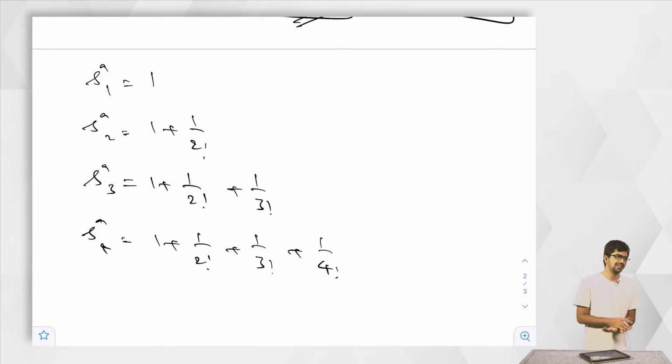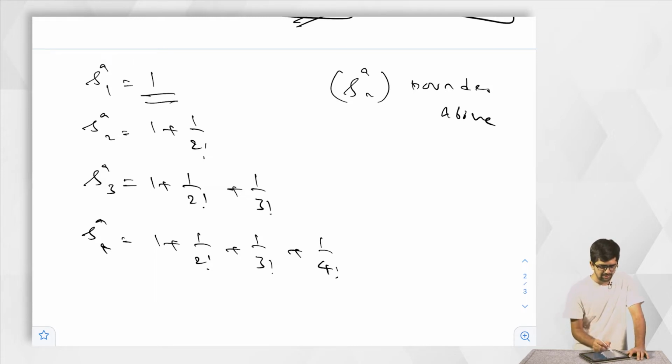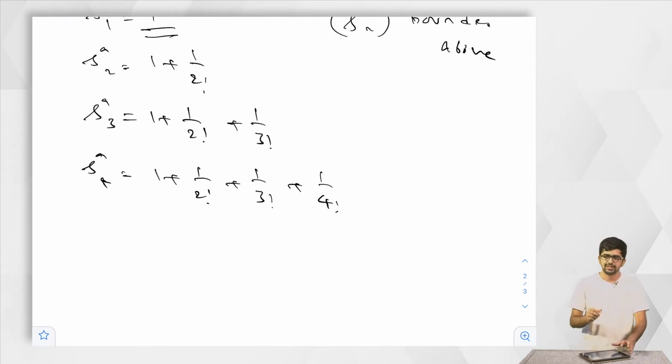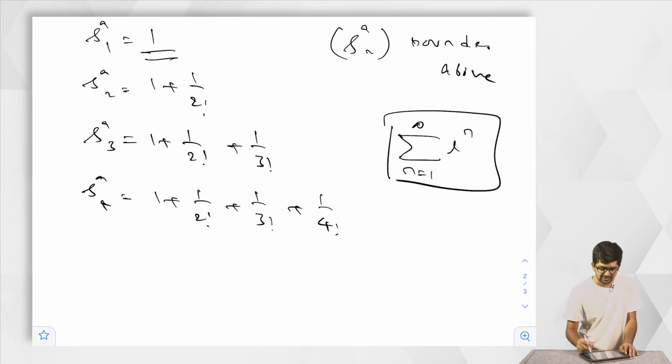Now we are trying to see whether this sequence S_n is bounded above or not. So we are trying to estimate each element of this sequence by some other sequence or just one number. That's what we are trying to see. Now observe the following: whenever we consider the summation of L power n, n equal to 1 to infinity, this we know to be convergent.